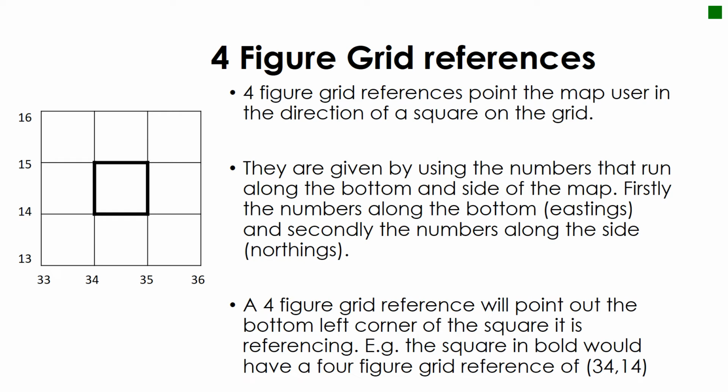So, for example, the square in bold on our diagram would have a 4-figure grid reference of 3414, as the bottom left corner of that square is referenced along the bottom in its eastings as 34, and secondly, with its northings to the side as 14. Make sure that when you give your first two numbers, you give the easting, followed by the two numbers giving the northing. Think of the phrase, along the corridor and up the stairs, to help you remember.